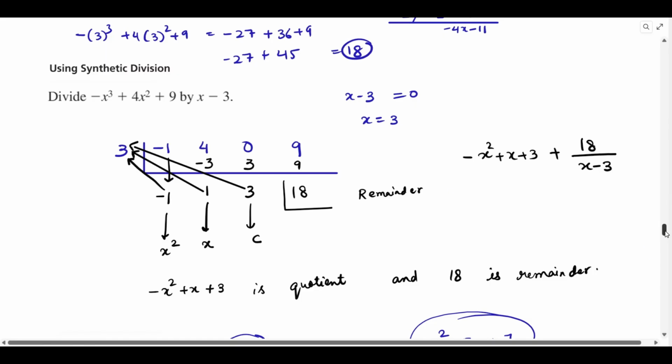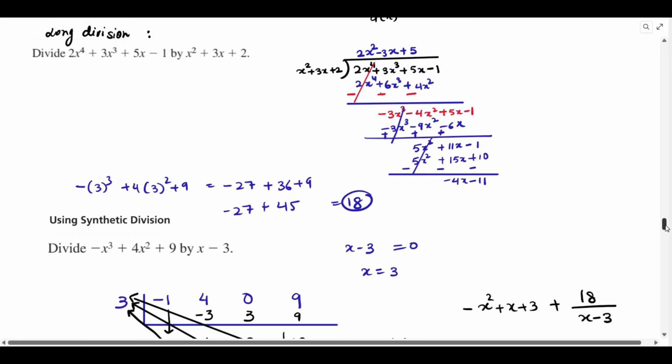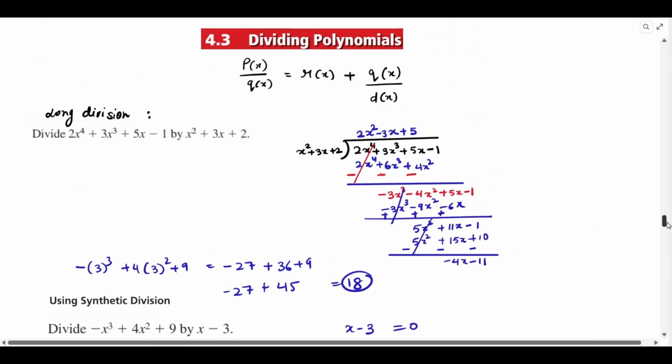Okay, so today we learned long division, synthetic division and the remainder theorem.